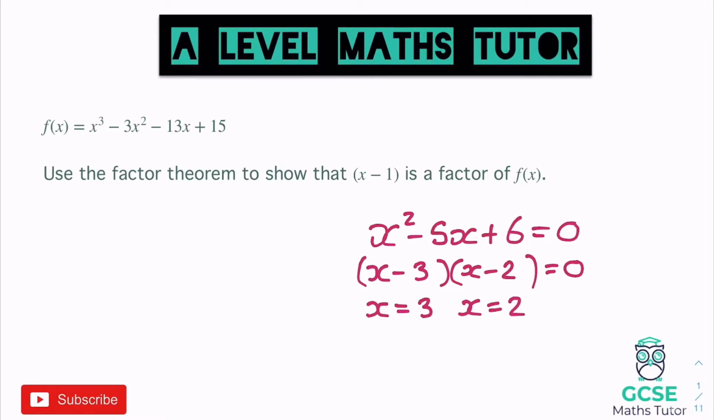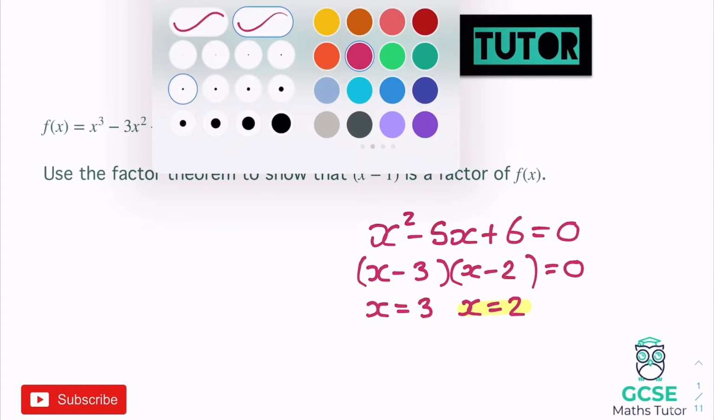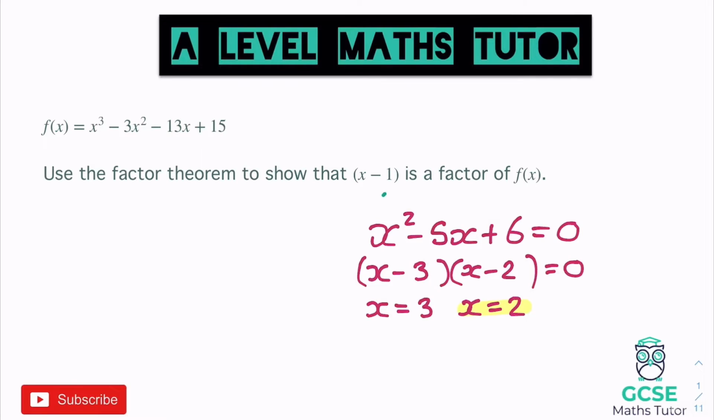Now if I take either of these numbers, let's just go for x is 2, and I substitute that back into the quadratic, we get 2 squared minus 5 lots of 2, which is 10, and then plus 6. So that's 4, take away 10, which is minus 6, add 6, and we get the answer 0. And if I did that with the 3 as well, we'd also get the answer 0. So that's what we did when we looked at solving quadratics.